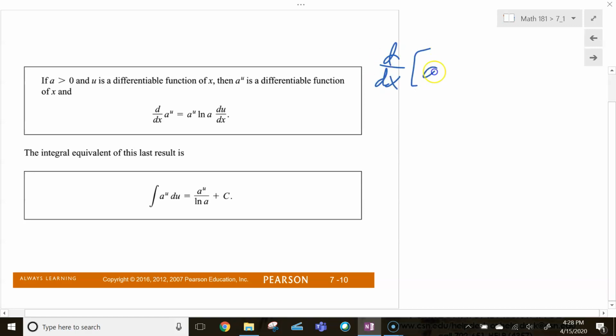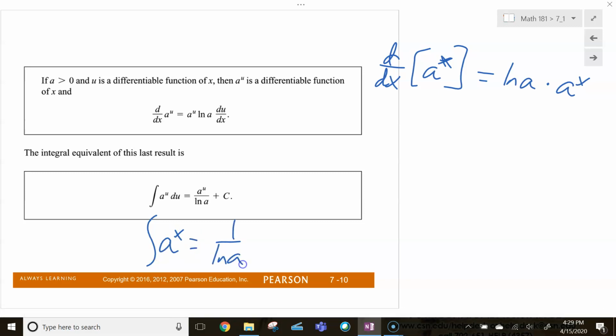The derivative, we usually wrote it with a to the x. The derivative of a to the x is ln of a times a to the x. The integral of a to the x is 1 over ln of a times a to the x plus our constant.